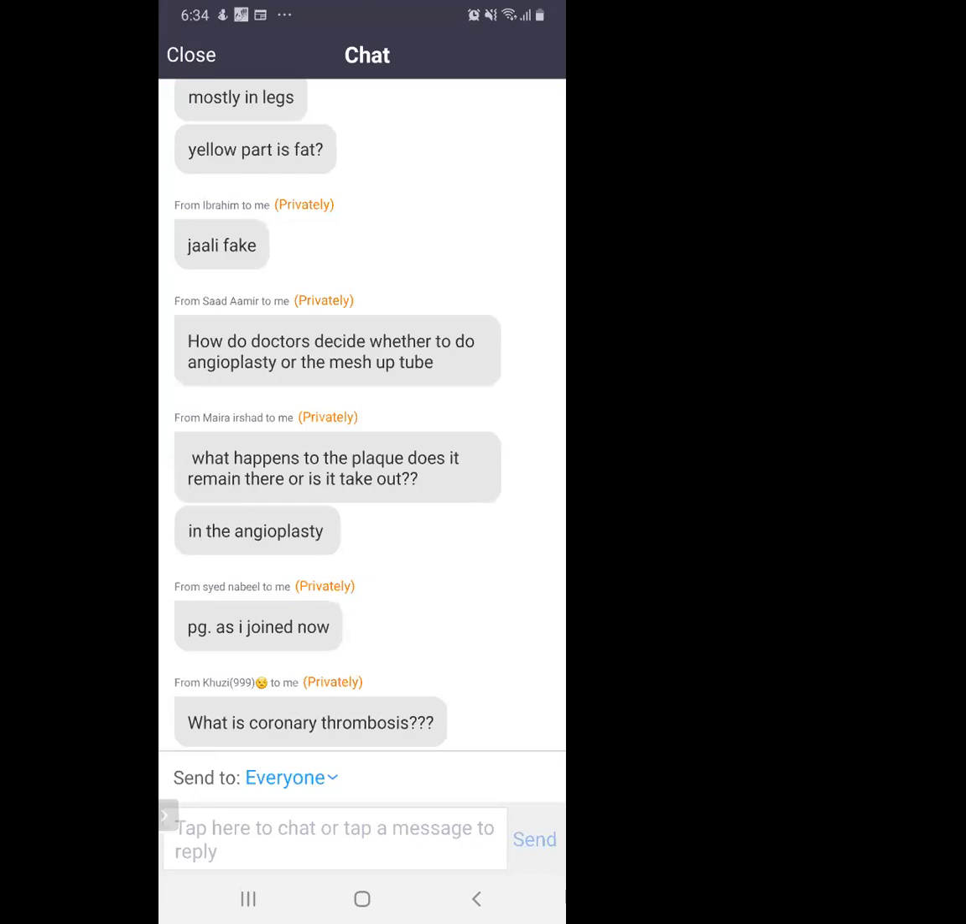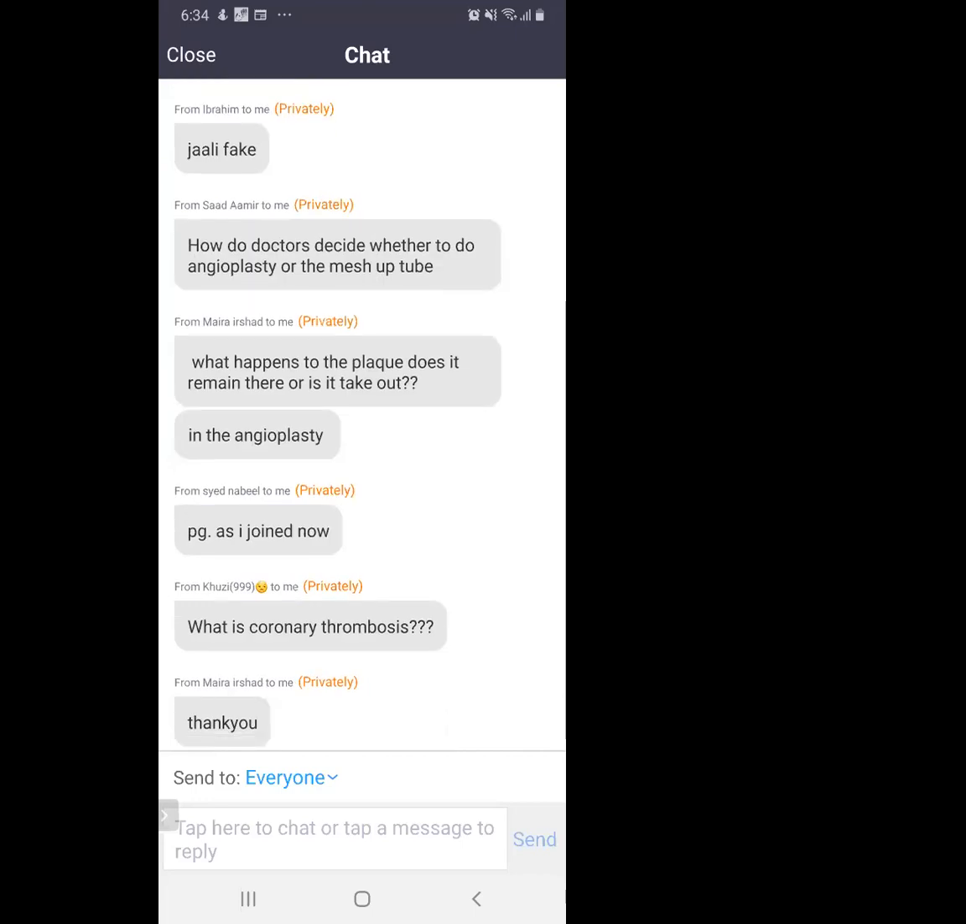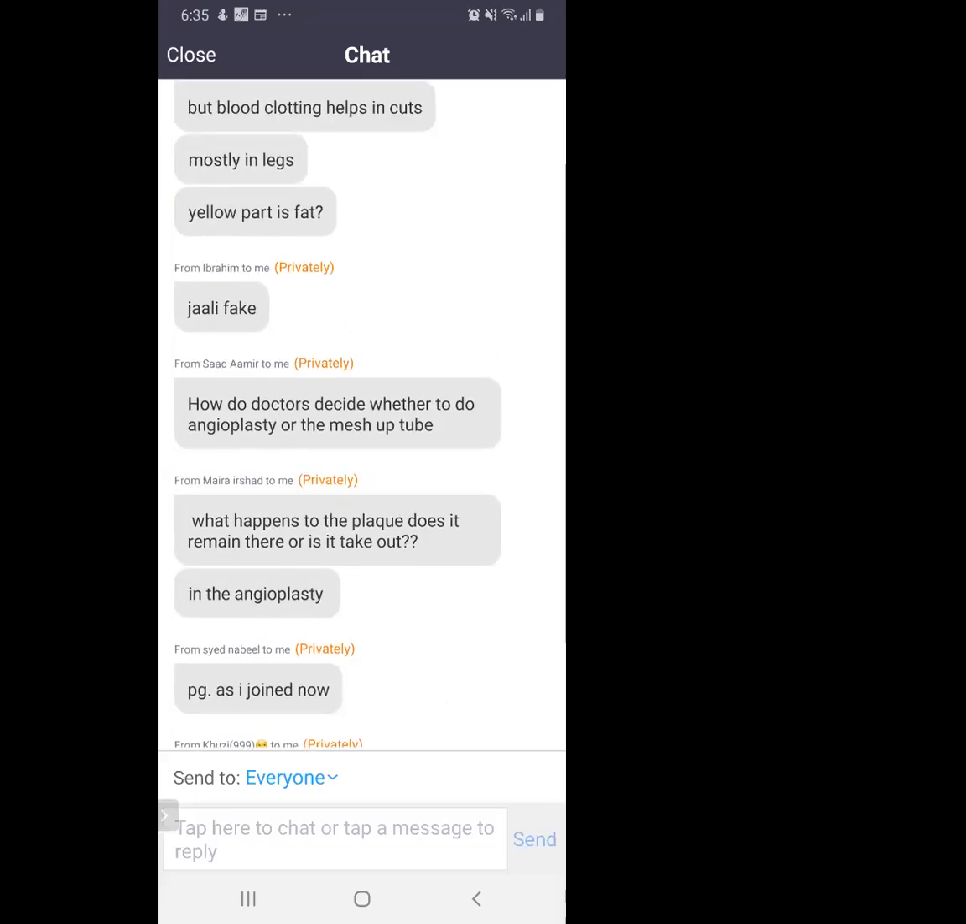Absolutely. What is coronary thrombosis? A blood clot blocking one of the coronary vessels. That's coronary thrombosis. Basically, a thrombus is a clot. So thrombosis is the whole disease where the blood clot blocks one of the coronary vessels. Now, how do doctors decide? That is a very good, interesting question. I don't know, I think that's advanced. That's medicine. It depends upon the patient's history and what procedure would best suit that particular patient.